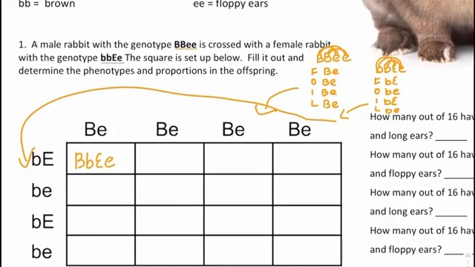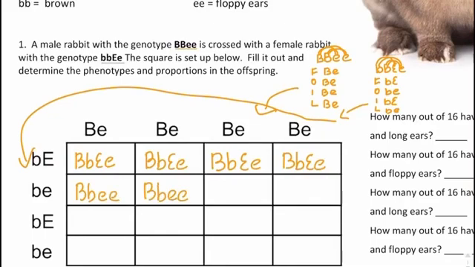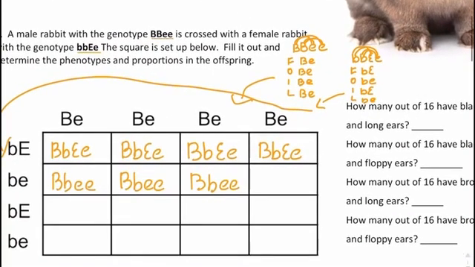So now we're going to cross it. We're going to get capital B, lowercase b, capital E, lowercase e, and we're just going to FOIL it for the rest of them. For the first row, it's going to be the same genotype for the whole row, because capital B, lowercase e is on the vertical one. So we're just going to keep crossing them.